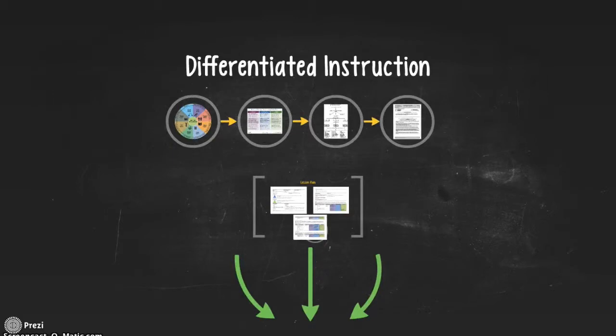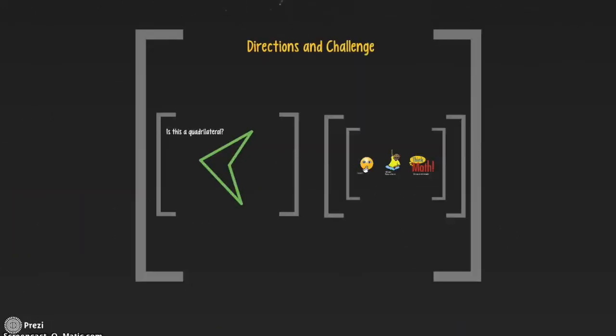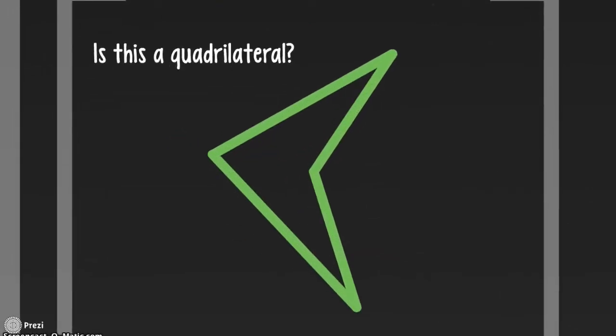Now that you have the theoretical framework, I'm going to jump in and show you what the lesson looked like in our classroom at Northeastern. The bulk of the mini lesson was reviewing what we knew about quadrilaterals already. I set them this challenge question, which I drew on the board: is this a quadrilateral? This was a really great moment in the class because half the class said yes, half the class said no. So I set this as our guiding question for the day.